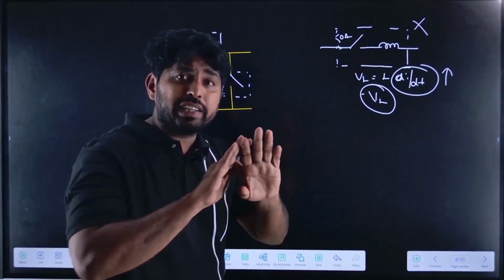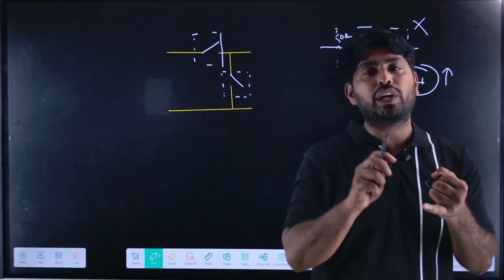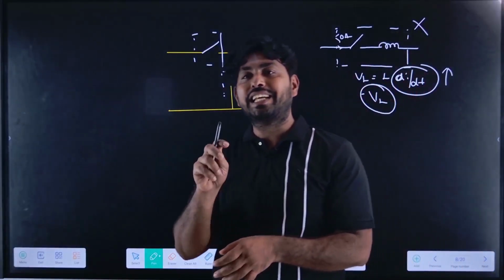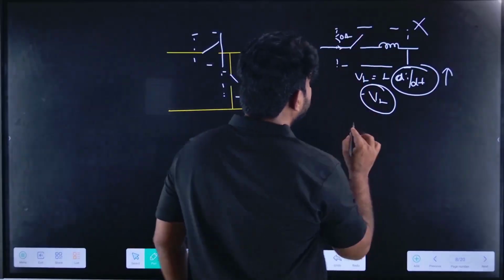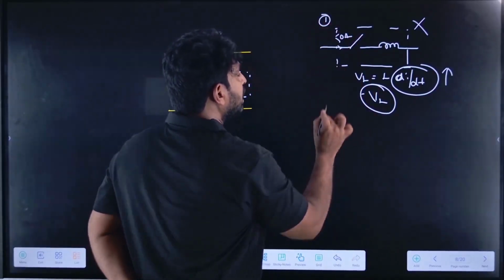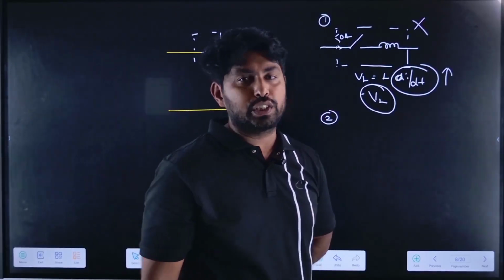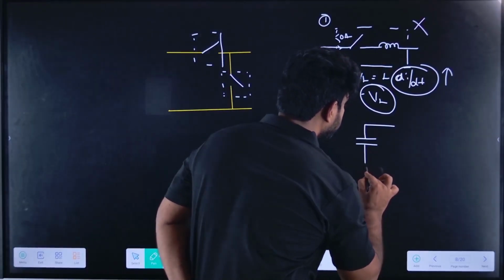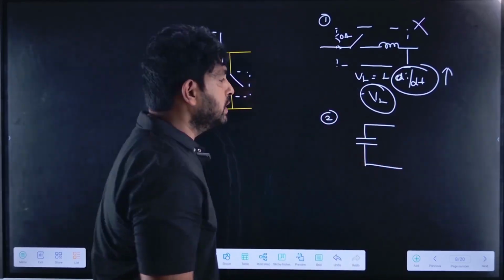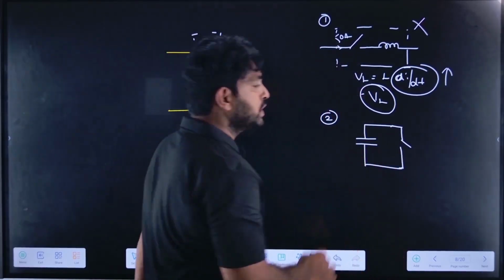So we should not connect. The basic funda is that in any circuit, we should not connect inductance in series with the switch. And the second point is, we should not connect capacitance in parallel with the switch. So for example, if I take the capacitance, I should not connect capacitance in parallel with the switch.